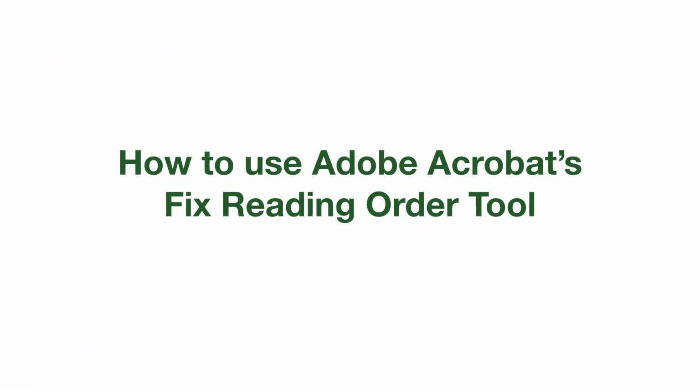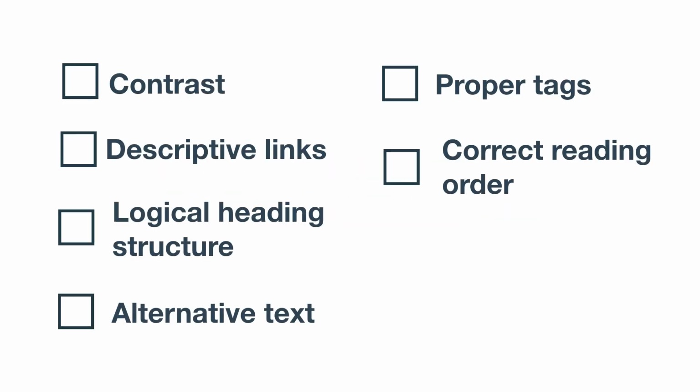In this video, we'll learn how to use the Fix Reading Order tool in Adobe Acrobat. Accessible PDFs should follow accessibility strategies like high contrast, descriptive links, logical heading structure, and alternative text. They also need proper tags and a correct reading order.